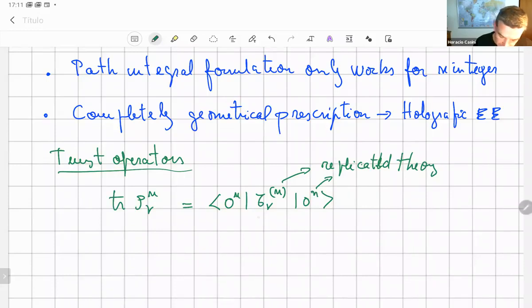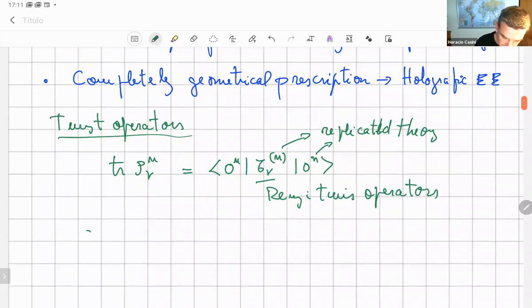What are these operators? In this particular case, I will call them Renyi twist operators. And the idea is that if you have a quantum field theory, you can automatically construct another theory that is the quantum field theory to the power n, just putting n copies of the original quantum field theory independent of each other. It is a silly thing to do.